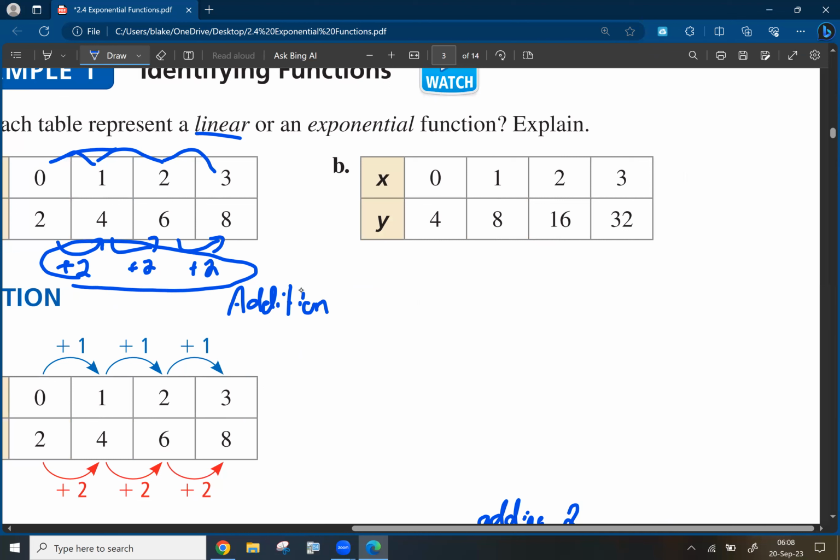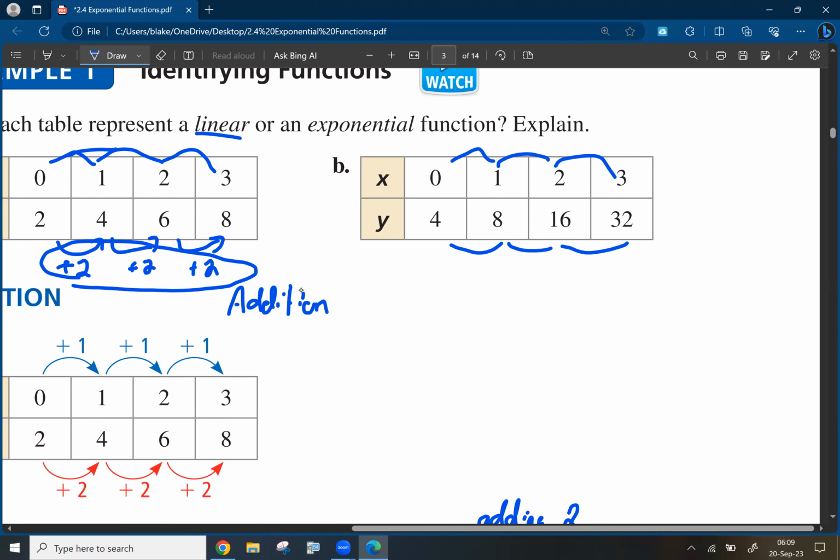If you look at b, though, you can see a different pattern. Again, x's are going up by 1s. It's not too significant, so don't worry about it. But look at the y's again. You might think, oh, I'm adding 4. But are you adding 4 the next time? No, so that's not the pattern.